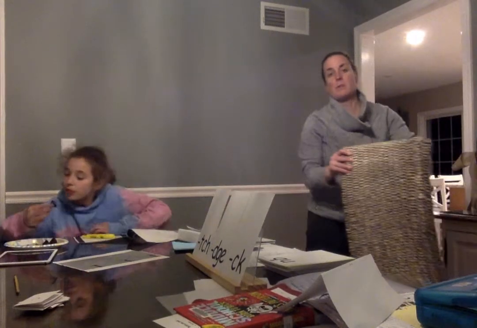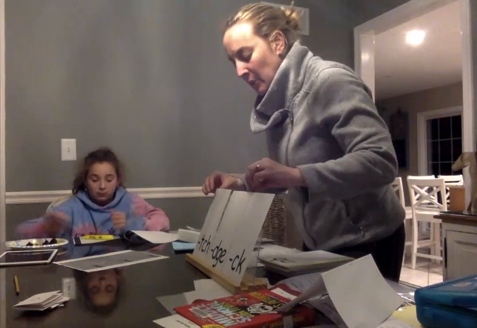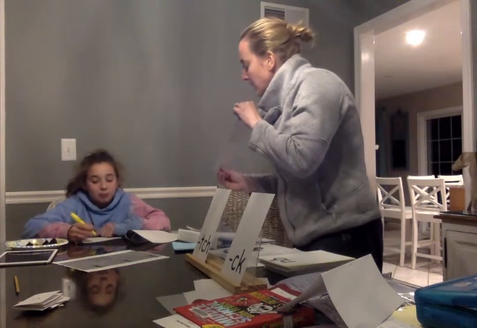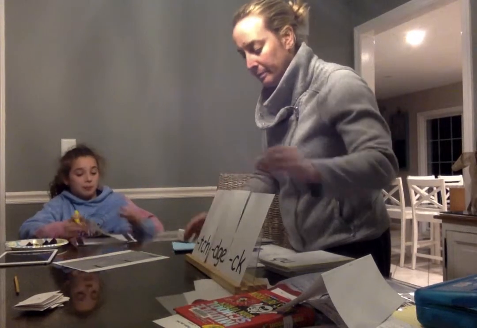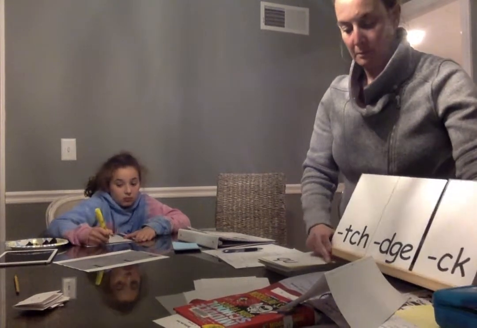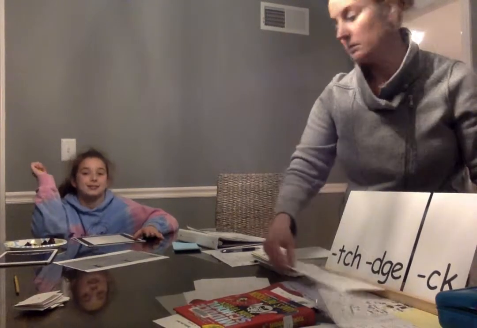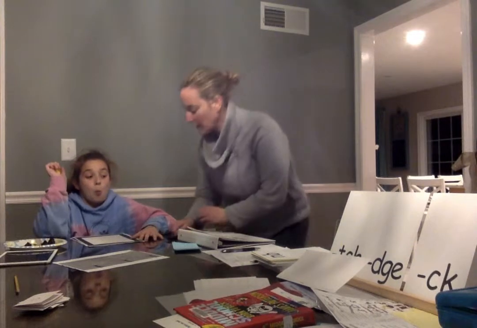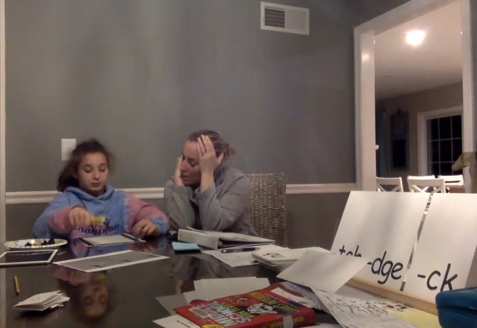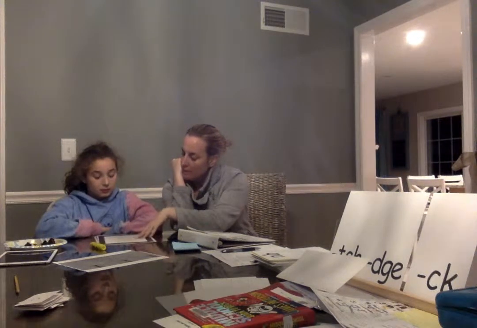All right. So you went on a hunt and you looked for DGE that makes the what sound? J. Good. Okay. So now we're going to do our connection to literature. Yes, so this is one long poem. There's not stanzas. It's not separated out. All right. Let's start with the title. The Edge of the Hedge.